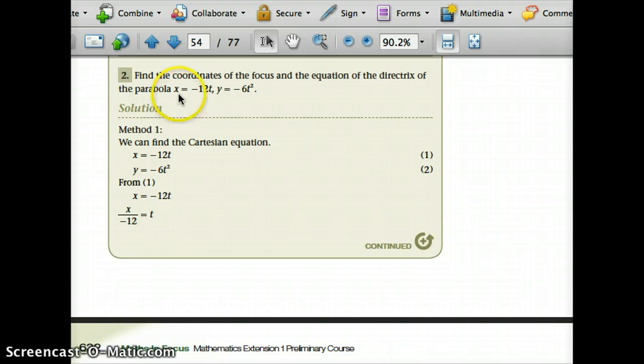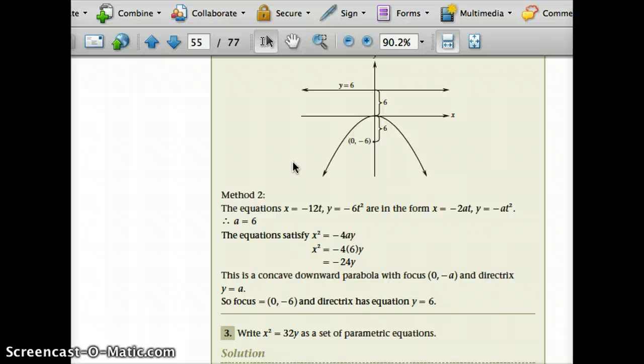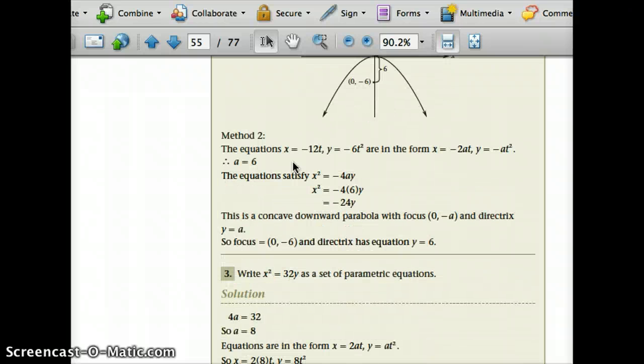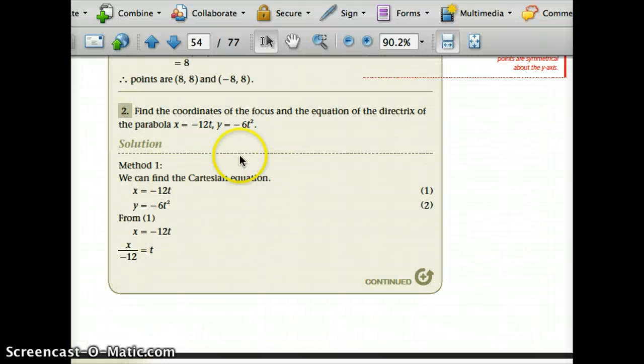So have a look here. We've got x equals minus 12t, but we know that x equals 2at. So that means that 2a equals minus 12, doesn't it? Which means that a equals minus 6. There we go, we've got the focal length already. Have a look at the answer for method 2. Yep. We check, we know that it's an upside down parabola, so it's not minus 6, sorry, I got that wrong, didn't I? Yeah. So, just going back to our definitions, it's minus 12t and minus 6t squared.